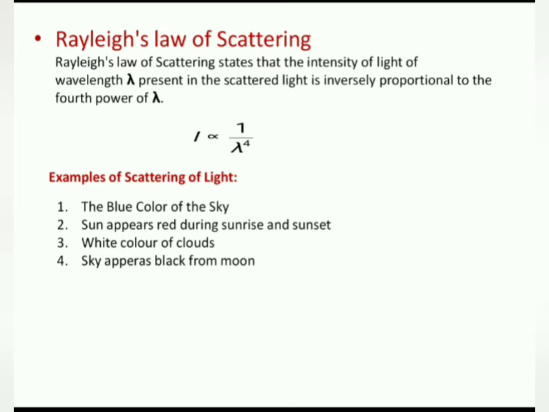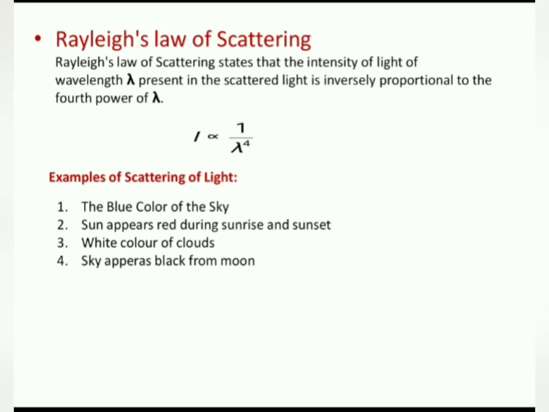It is inversely related to intensity of scattering. Lesser wavelengths will have more intensity of scattering and larger wavelengths will have less intensity of scattering. So the color of the sky appears to be blue. Sun appears red during sunrise and sunset, again due to scattering.